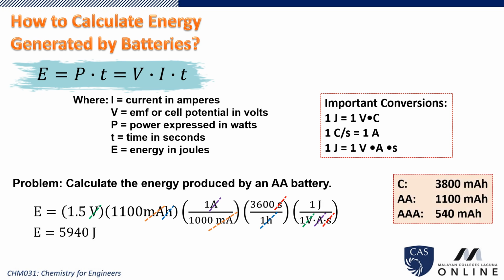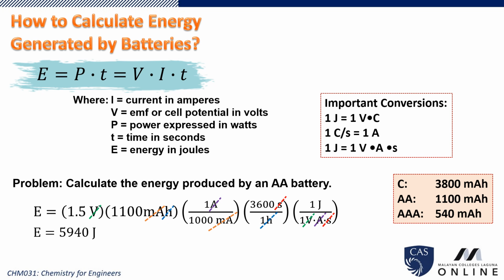To calculate the energy from battery capacity, we have to first convert the milliampere hour into ampere seconds, then multiply by the battery voltage, and this gives energy in joules. This step is critical because capacity is not directly related to the energy. It must be converted. An example here is a AA battery.